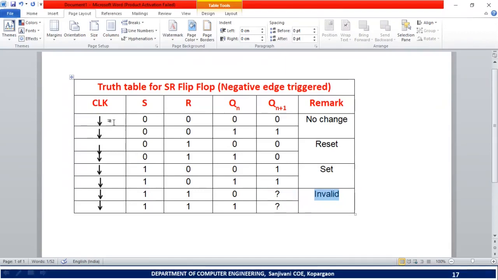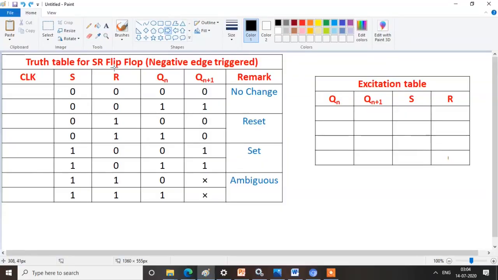Once we have the truth table, it can be obtained if you know the operation of the SR flip-flop. Then you can easily obtain this particular truth table. And once you have the truth table, from that truth table you can obtain the excitation table. So now let's see how the excitation table can be obtained from this truth table. Now we have the truth table for the SR flip-flop, and from it we will try to obtain the excitation table. So let's try to understand what columns are present in the excitation table.